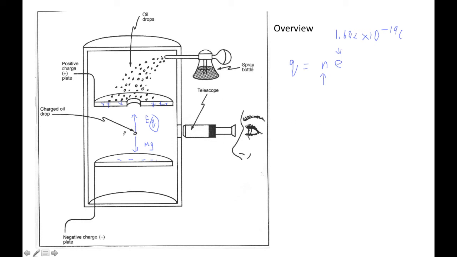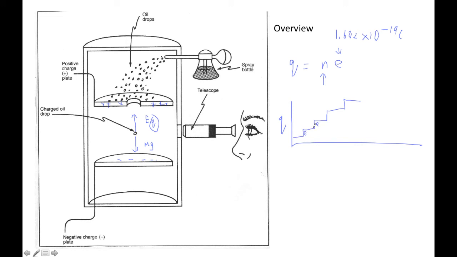And so if Millikan measured enough of these drops, and if he graphed the charge against the number of drops, he would see little steps in here. If we took all the drops, it would be little chunks, and each one would be e high. So this might be one electron on the drop.